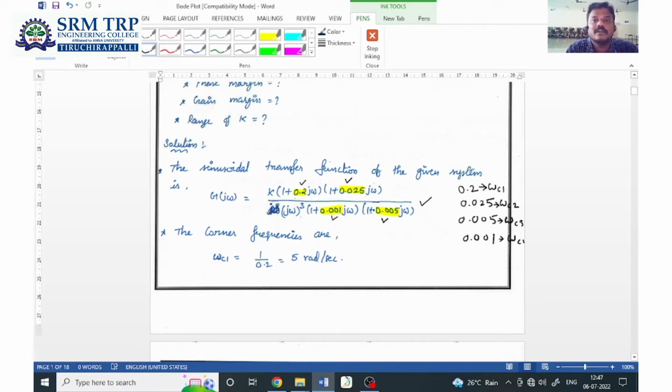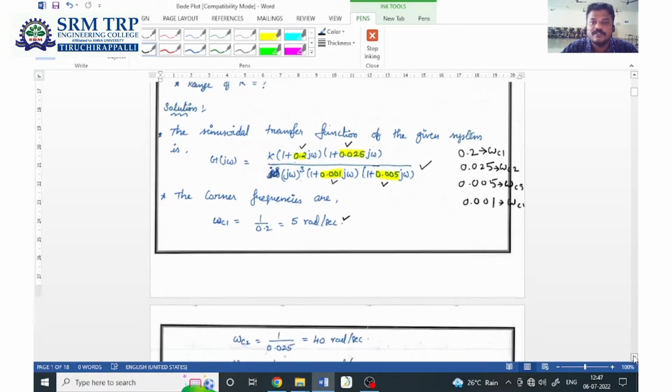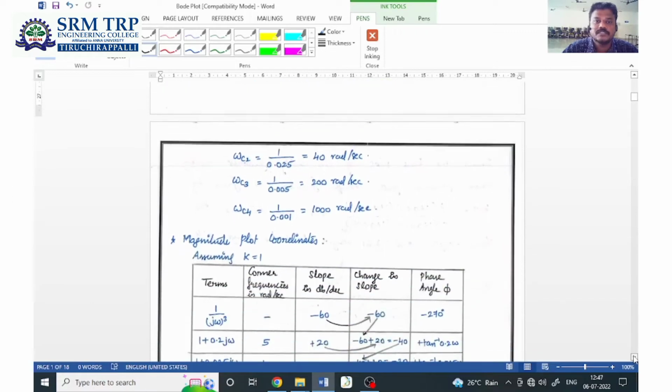After sorting out the time constants, our primary job is to determine the corner frequencies. Four terms are there, so 4 corner frequencies we are going to determine. The first one is 1 by 0.2, which is 5 radian per second. Then the second, third and fourth corner frequency determination. The second one is 40 radian per second. The third one is 200 radian per second, and the last one is 1000 radian per second.